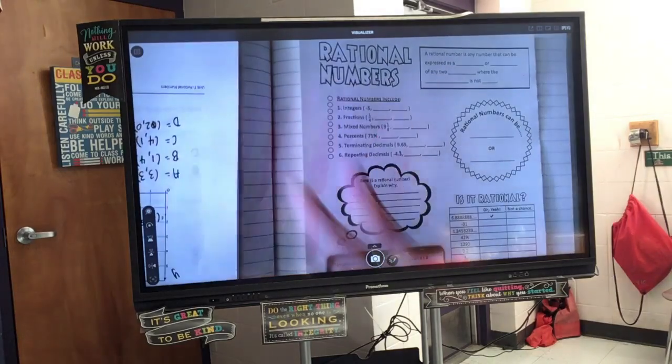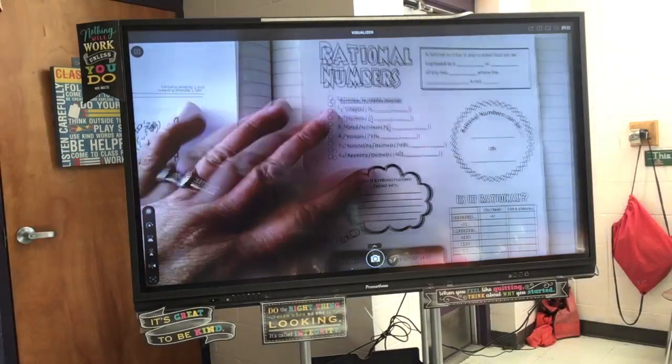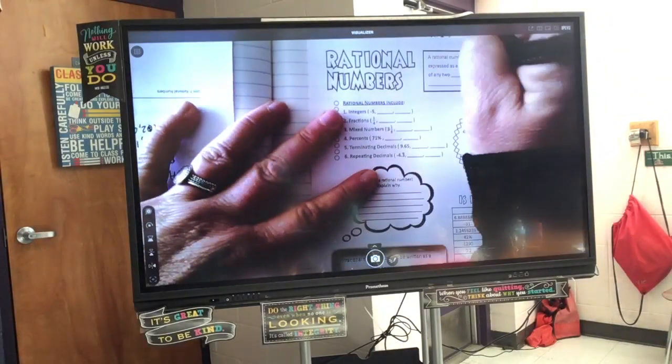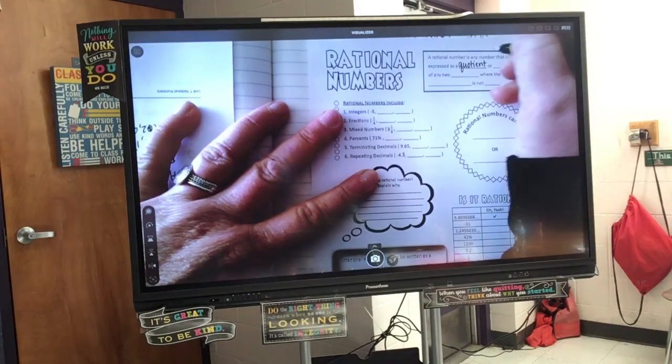So we are going to be taking some notes today. We're going to be talking about rational numbers. A rational number is any number that can be expressed as a quotient or a fraction.